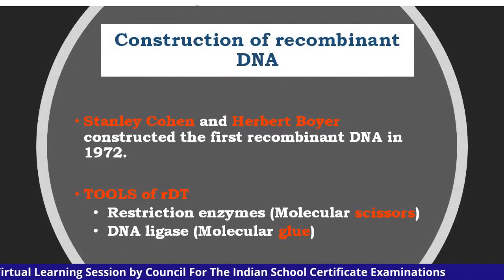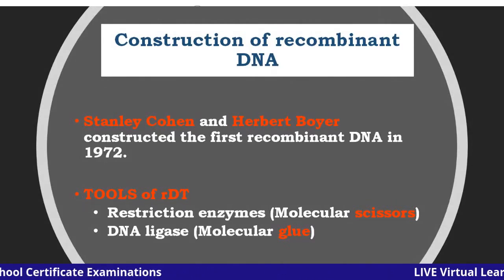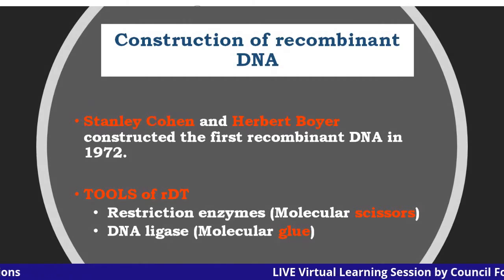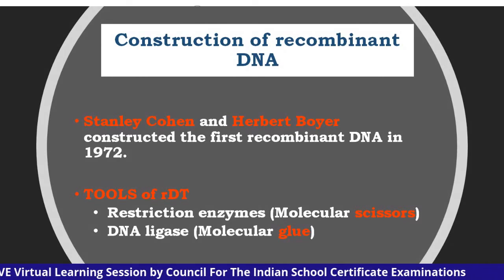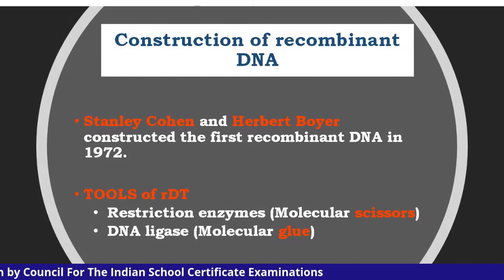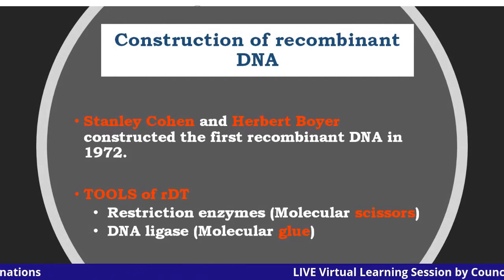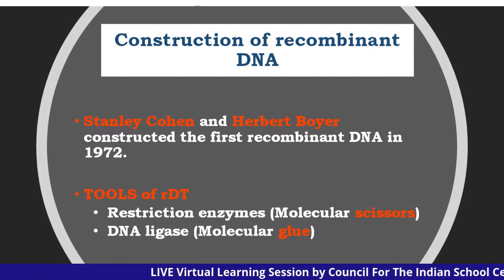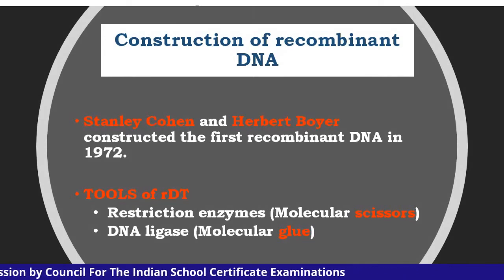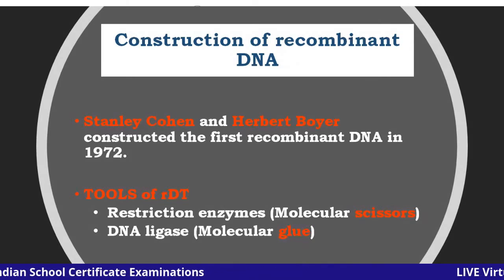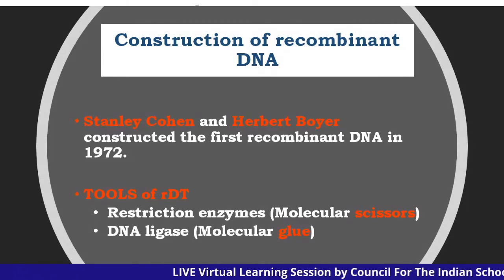What are the tools of recombinant DNA technology? There are two major tools: one, the restriction enzyme, which acts as a molecular scissors, and the other, the DNA ligase, which acts as a molecular glue. The restriction enzyme cuts, that's why it is the molecular scissors. DNA ligase joins, that's why it is the molecular glue. So it is as simple as cut and paste. Cut, restriction enzyme; paste, DNA ligase.